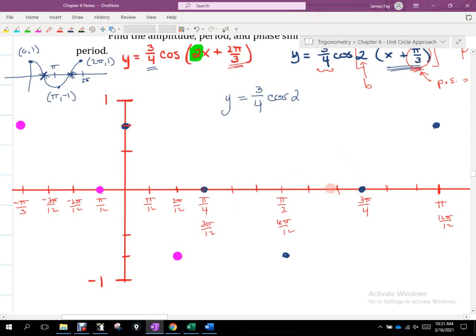Take this one, move it 1, 2, 3, 4 units to the left, and then this one 1, 2, 3, 4 units to the left. And by doing that, we saved ourselves so much time in altering the coordinates for the purple curve.